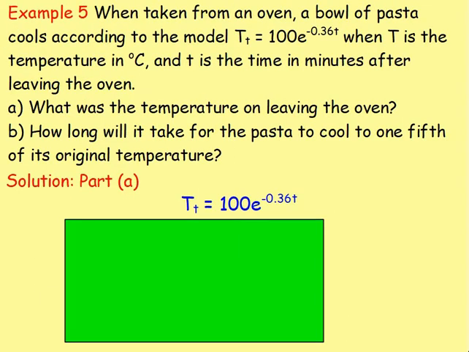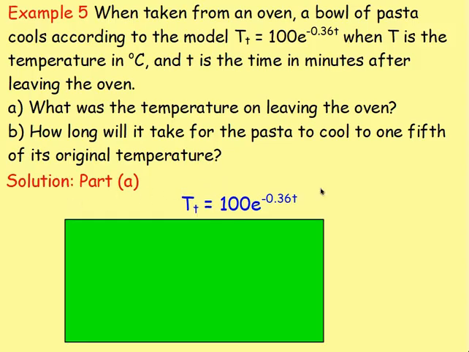Example 5. When taken from an oven, a bowl of pasta cools according to the model T equals 100e to the power of negative 0.36t, where T is the temperature in degrees and t is the time in minutes after leaving the oven. What was the temperature on leaving the oven, first of all? And for part B, how long will it take for the pasta to cool to 1/5 of its original temperature?